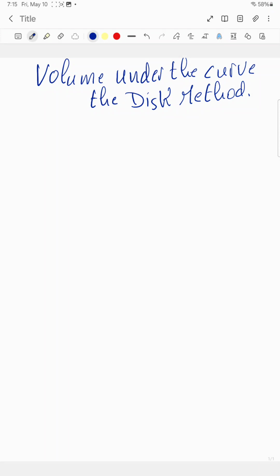In this video, we will talk about the volume under the curve. We know we use integral to calculate the area under the curve, but we can use the integral to calculate the volume under the curve. Let's consider a function y equal square root of x. And I want to calculate the volume between 1 and 4.